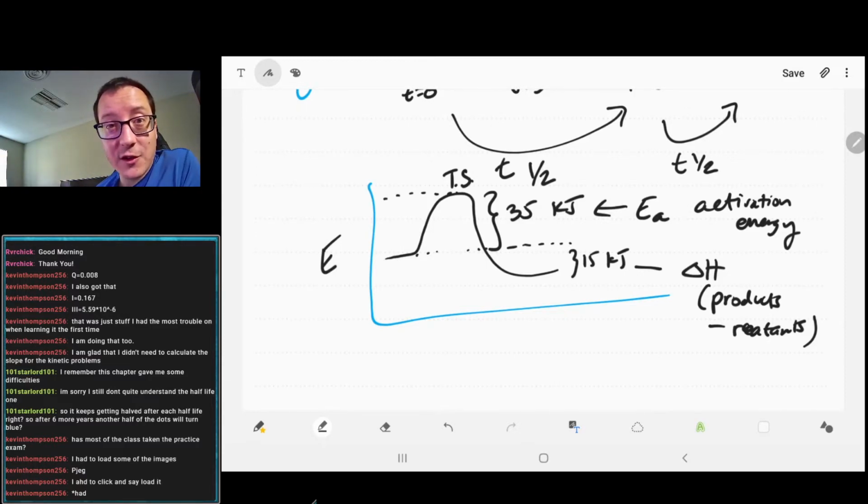Remember, this is a state function. Doesn't matter what our hump is, it's going to be constant. So when we have the catalyzed pathway in here, that lowers our activation energy.